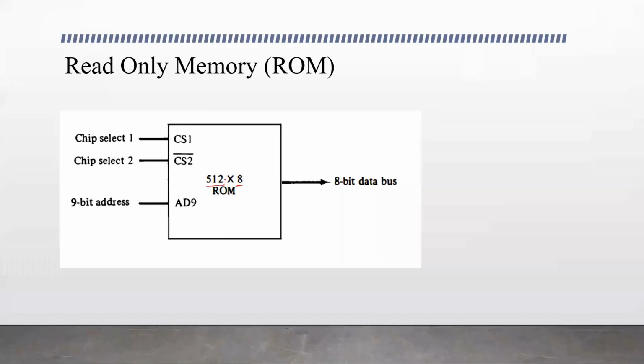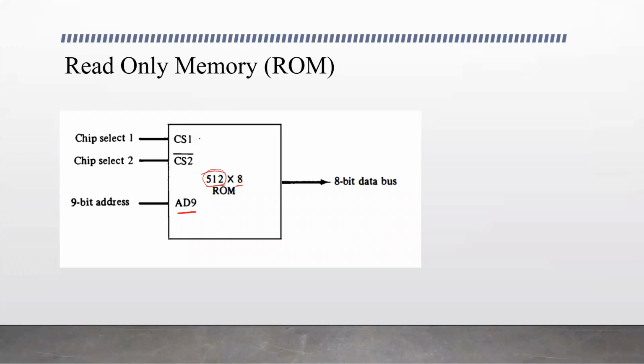So how many bits are needed to represent this 512 words? How many bits of address line? 9. 9 bits, correct. So we have 9 bits in the address line. 9 bits are used to represent the address of this 512 word memory.